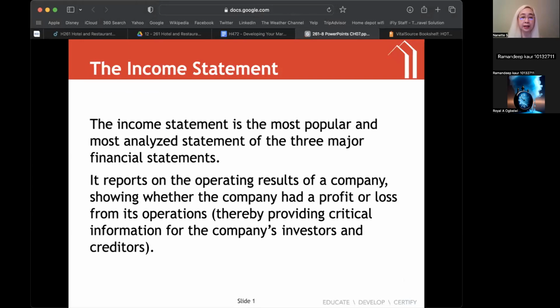So, can you read the definition of income statement, Raman? The income statement is the most popular and most analyzed statement of the three major financial statements. It reports on the operating results of a company, showing whether the company had a profit or loss from its operations, and thereby providing critical information for the company's investors and creditors.